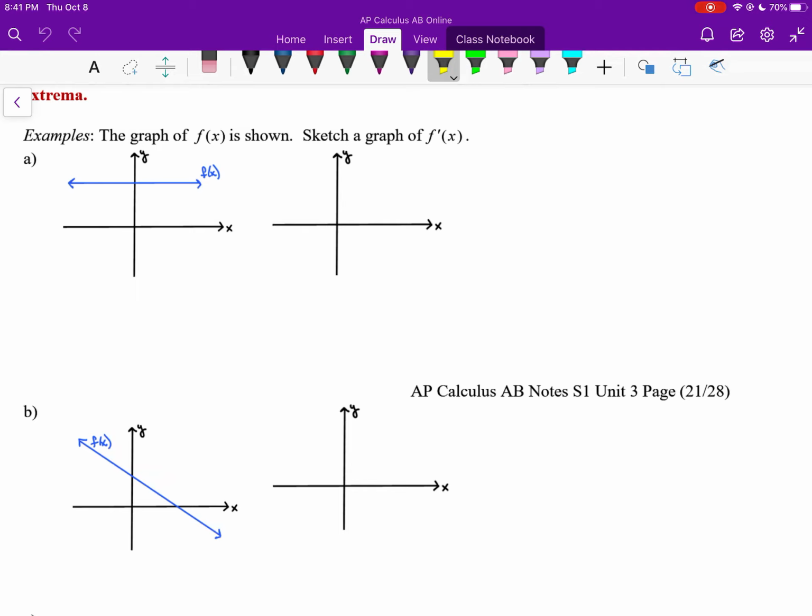Again, the graph of f of x is shown, and they want us to sketch a graph of f prime of x, the derivative. If I look at this particular graph of f of x, the slope over here is always going to be 0. We have a horizontal line, and that has 0 slope. And so my derivative over here is going to be this horizontal line at x equals 0.